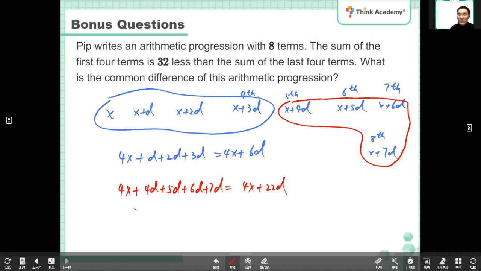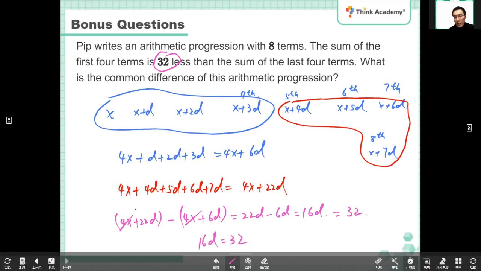And then we look for the difference. 4x plus 22d, take away 4x plus 6d. The 4x cancels out, obviously, so what's left is just 22d minus 6d, which is 16d. It is 32 less, so the actual difference is 32. So 16d equals 32, and 1d is 32 divided by 16, which is 2. That is exactly what the question is looking for, the common difference of this arithmetic progression.